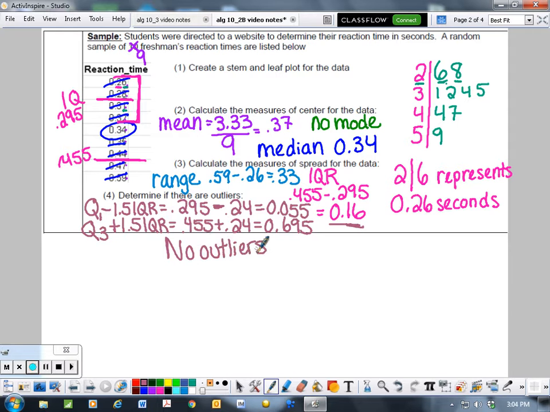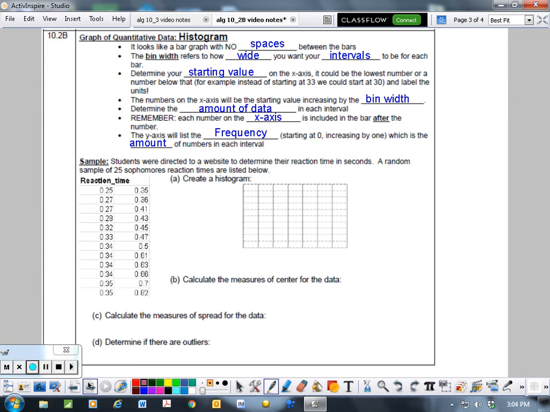Okay, so now let's look at our next type of graph. Our next type of graph is called a histogram. It looks like a bar graph with no spaces between the bars. The bin width refers to how wide you want your intervals to be for each bar. You're going to determine your starting value on the x-axis. It could be the lowest number, and so this is important. It could be the lowest number, or it could be a number below that. So if you don't want to start at 33, you could start at 30.